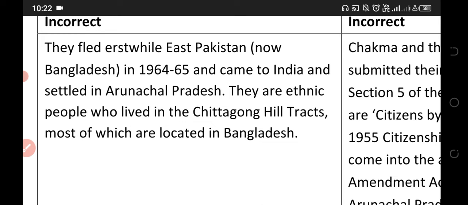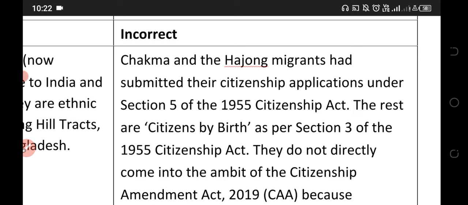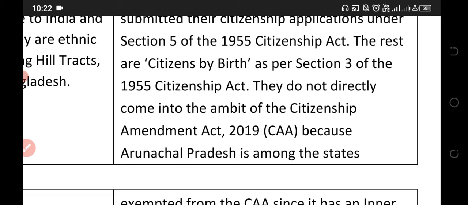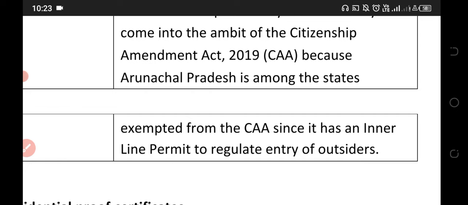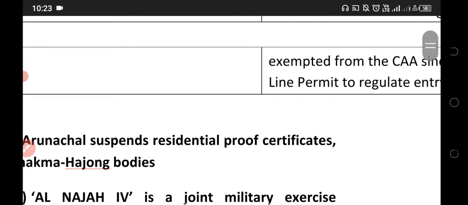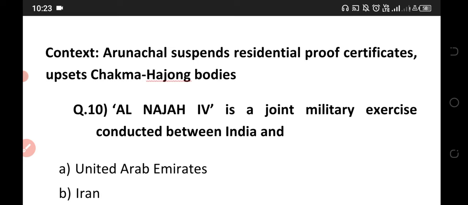They are ethnic people who live in the Chittagong Hill Tracts, most of which are located in Bangladesh. Chakma and Hajong migrants had submitted their citizenship applications under Section 5 of the 1955 Citizenship Act. The rest are citizens by birth as per Section 3 of the 1955 Citizenship Act. They don't directly come under the ambit of the Citizenship Amendment Act because Arunachal Pradesh is exempted from the CAA, since it has an Inner Line Permit to regulate the entry of outsiders. Arunachal Pradesh suspends the residential proof certificate, upsetting Chakma and Hajong bodies.